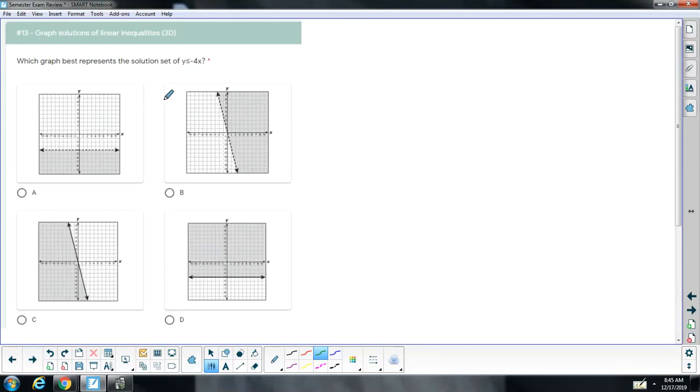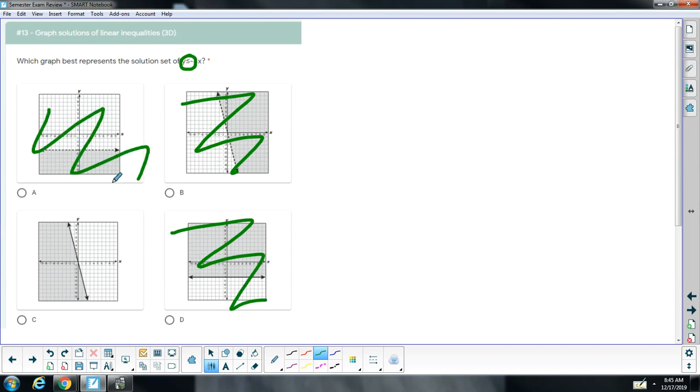Okay, on 13, which graph represents the solution set here? So this is what we talked about yesterday. I'm just going to be concerned right now with this less than or equal to sign. I know the less than tells me that I'm going to be shading below my line. So that's going to get rid of this one and this one. Then the or equal to tells me I need to have a solid line. So that's going to get rid of this one, and I'm left with answer choice C.